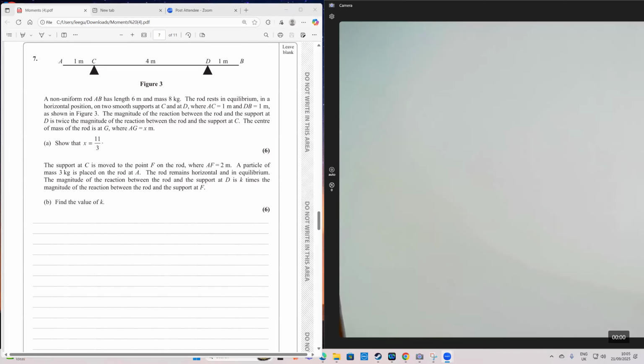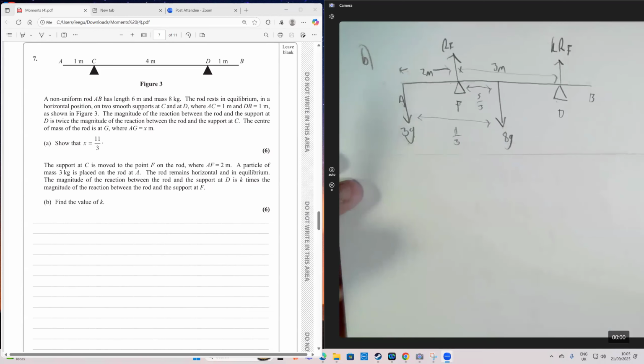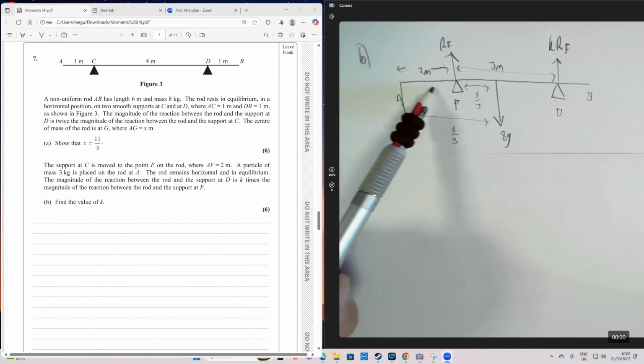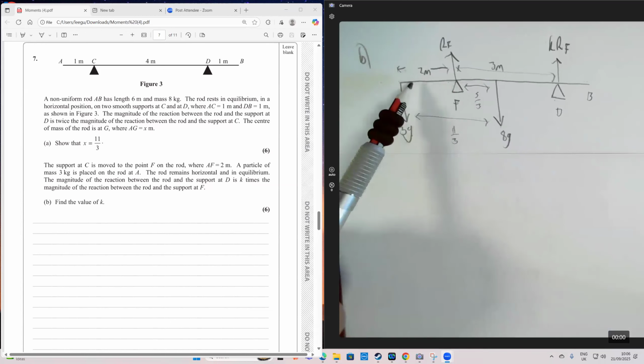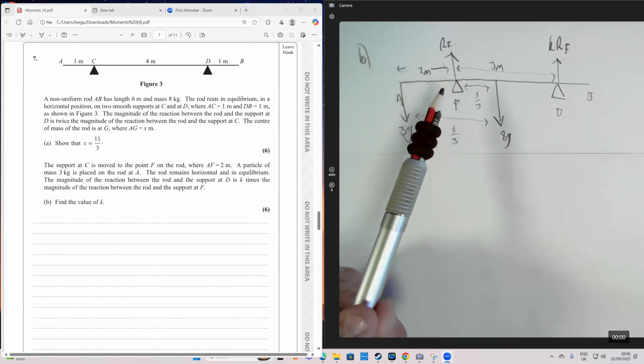Okay, let's see what's happening now. So the next thing we're about to do is have a look at here's a sketch representing what's going on for part B, and let's just read the information. So the support at C is now moved to a point F. There it is. Where AF is 2 meters. So it was formerly there at 1 meter. It's been moved in by another meter.